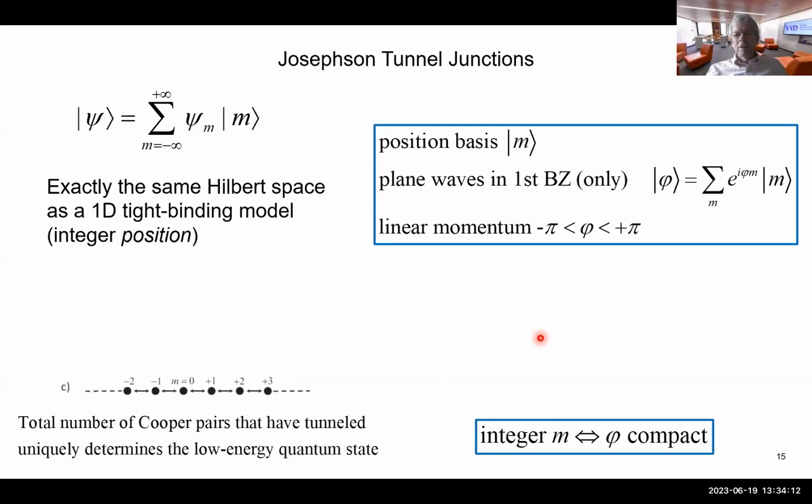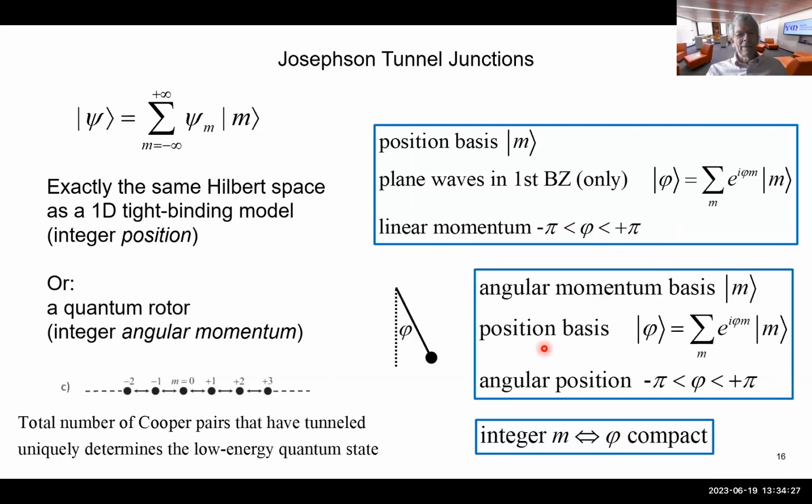Okay, so because the position is an integer, the momentum has to be compact. It has to live in the first Brillouin zone, and this is an angle. And so this is completely equivalent to a mechanical rotor in a gravitational field. So here's a rod and here's a plumb bob, and the angular position of the rod is phi, and gravity is trying to pull this down.